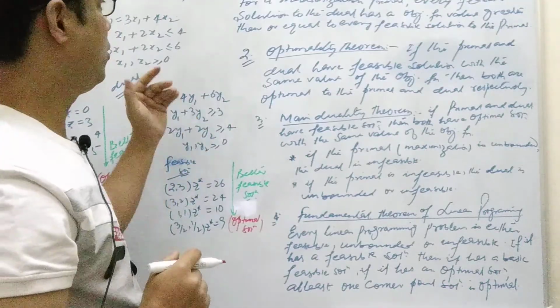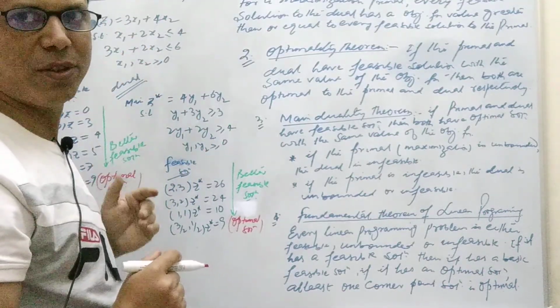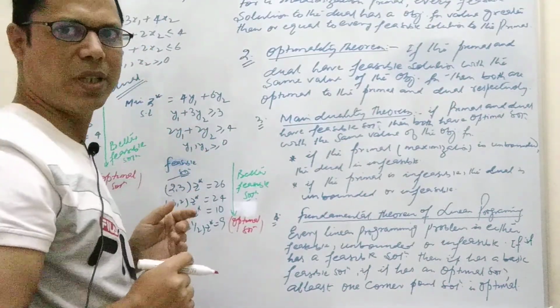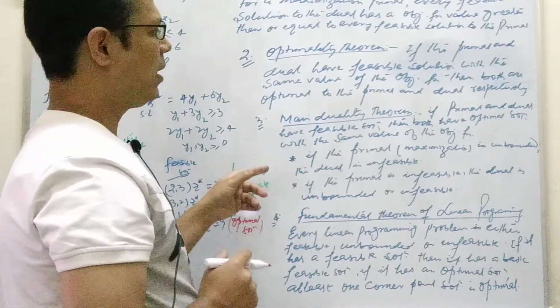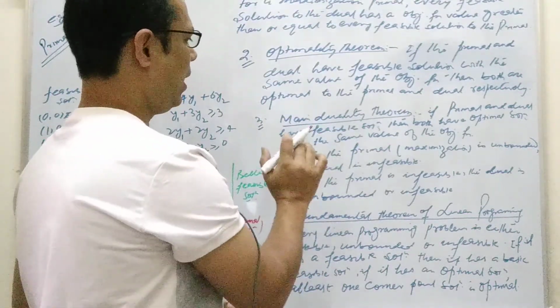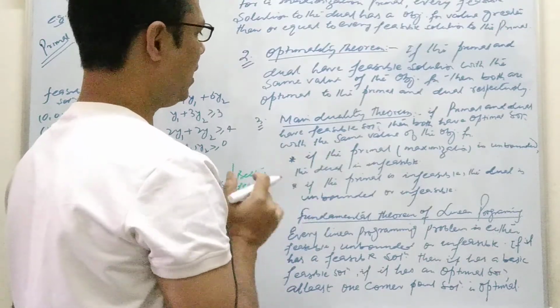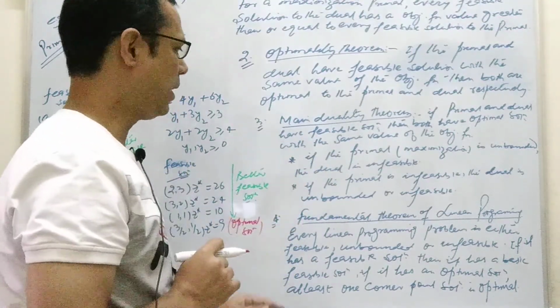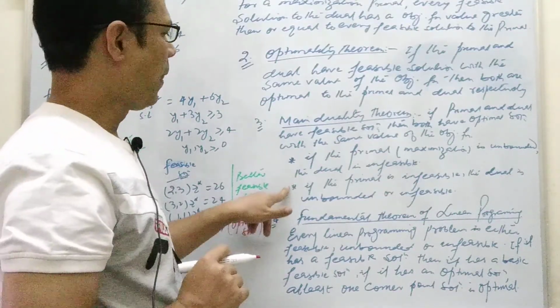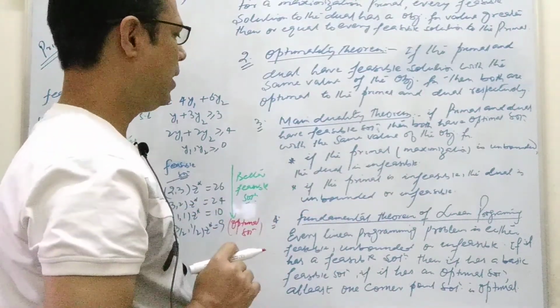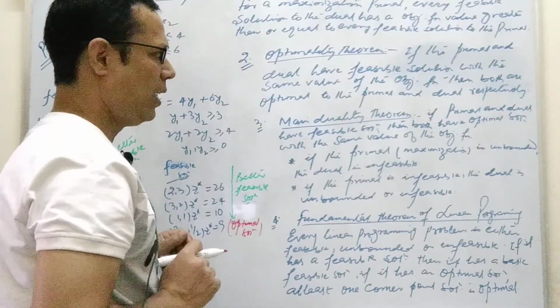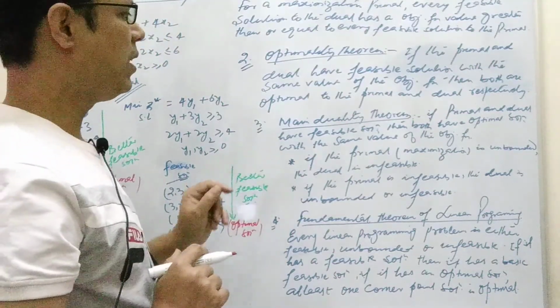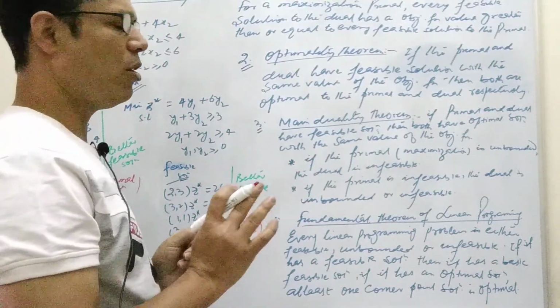First you need to go through the graphical method. If you are given a two-variable question, just check through the graphical method. If you find that the primal is unbounded, then directly you can say its dual will be infeasible. But vice versa is not correct. You cannot say that if the primal is infeasible, then the dual is unbounded. No, because if the primal is infeasible, then the dual is either unbounded or infeasible.